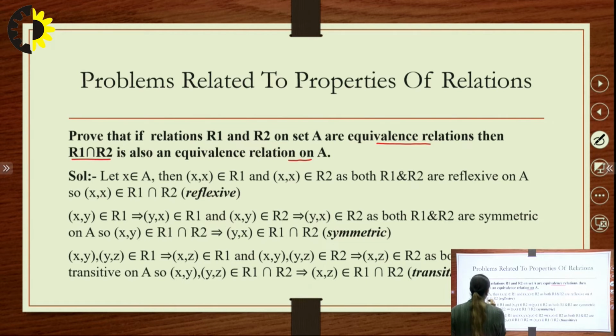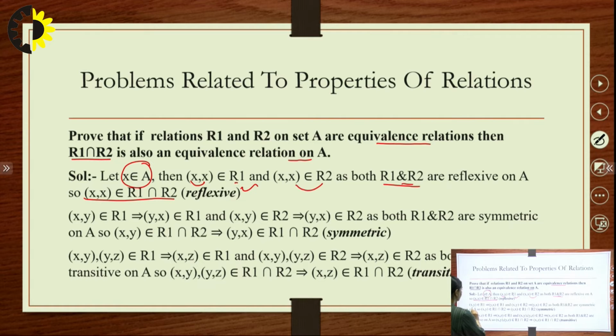The first is, let x belong to A. Then (x, x) belongs to R1 and (x, x) belongs to R2, as both R1 and R2 are reflexive on A. So this element is present in both R1 and R2. That means (x, x) belongs to R1 intersection R2. From this we get that it is reflexive.